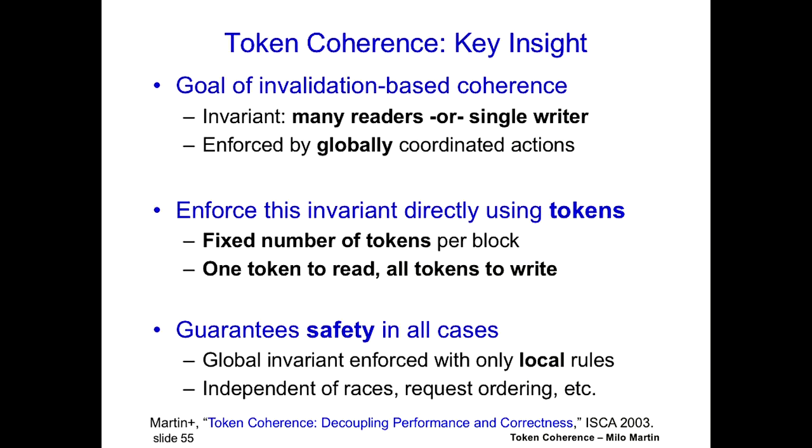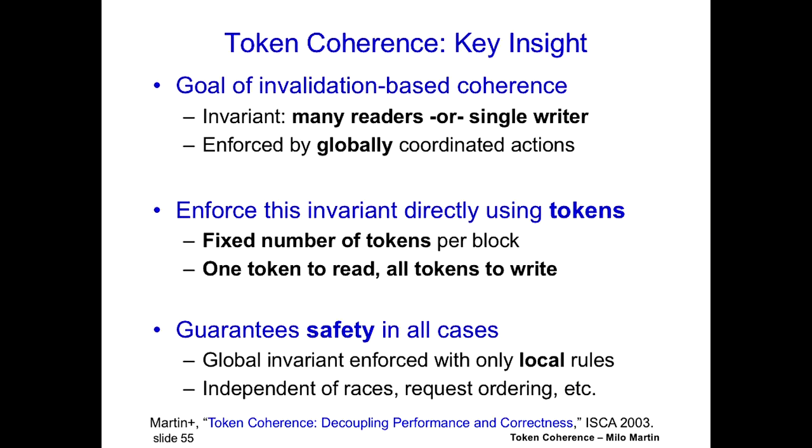Basically, the idea is they want invalidation-based coherence, and they have an invariant, right? The invariant is really many readers or single writer. And this is enforced by globally coordinated actions. If you have a bus-based interconnect, you enforce it, right? You can either have many readers or a single writer. So the idea over here is to have tokens. Somebody manages the tokens. You have a fixed number of tokens per block. And if you want to write to a block, you need to get all of the tokens. If you want to read from a block, you just need one token. Right? And these tokens travel across the network.